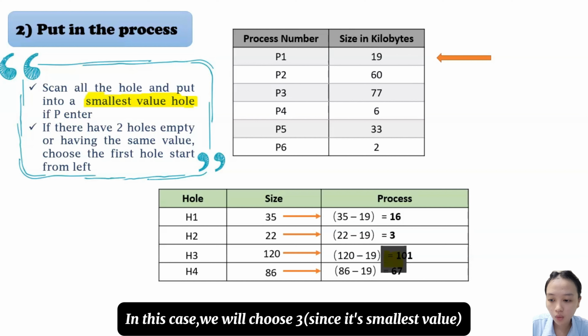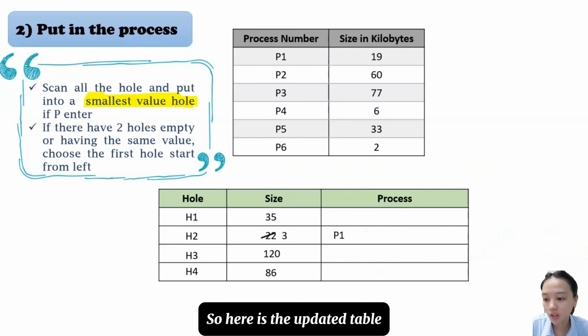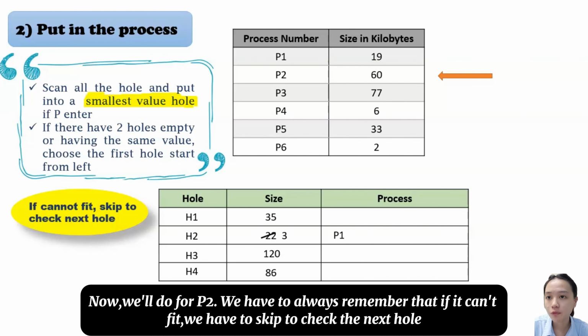So in this case, we will choose 3. So we have to put P1 into H2 and we have to update H2 size. So here is the updated table. Now we will do for P2. So we have to always remember that if it cannot fit, we have to skip to check the next hole.